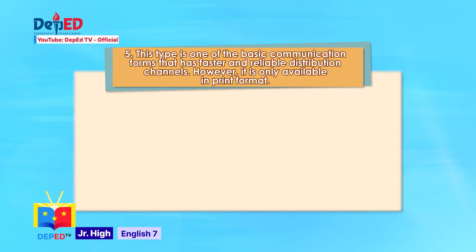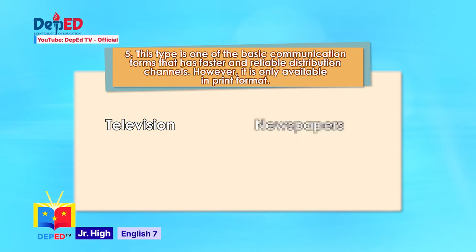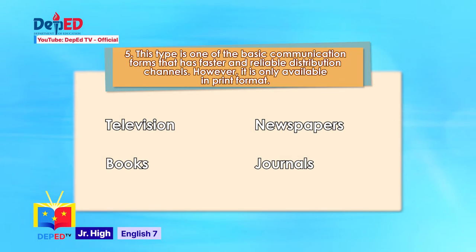Number 5. This type is one of the basic communication forms that has faster and reliable distribution channels. However, it is only available in print format. Television, newspapers, books, journals. The answer is newspapers. Excellent! Let's keep the ball rolling as we advance to round 2.